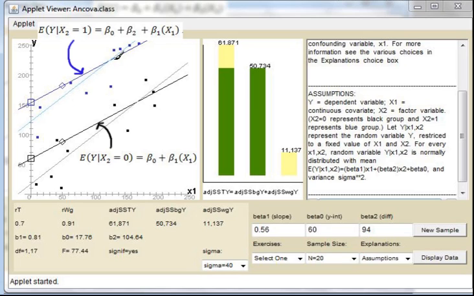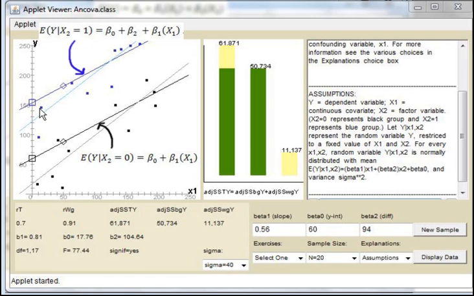Really what we're interested in is whether or not beta 2 is equal to 0. If beta 2 is equal to 0, then this distance is 0, and that means that the expected value of y when x2 is equal to 0 is the same as the expected value of y when x2 equals 1, or that there is no difference between the black group and the blue group. We see that beta 2 is not equal to 0 in this model. In fact, beta 2 is equal to 94.